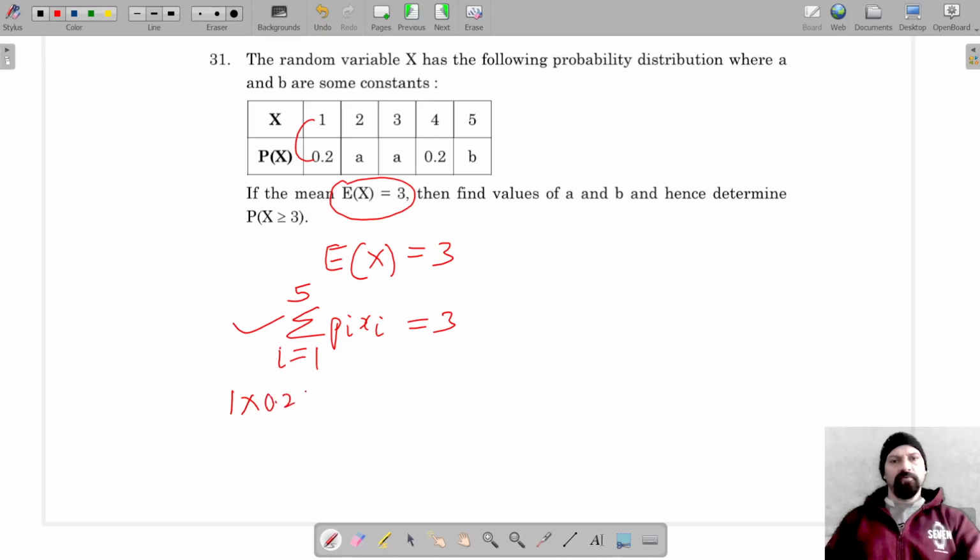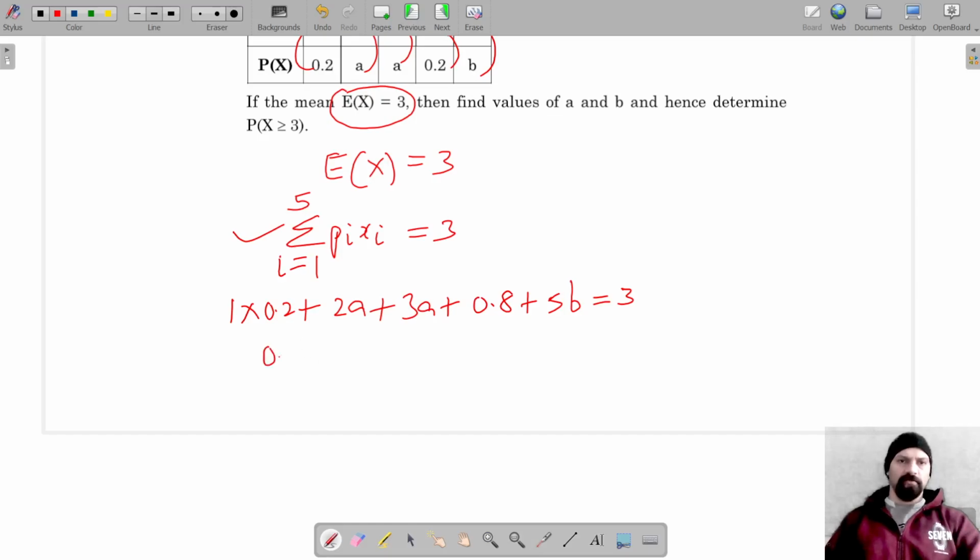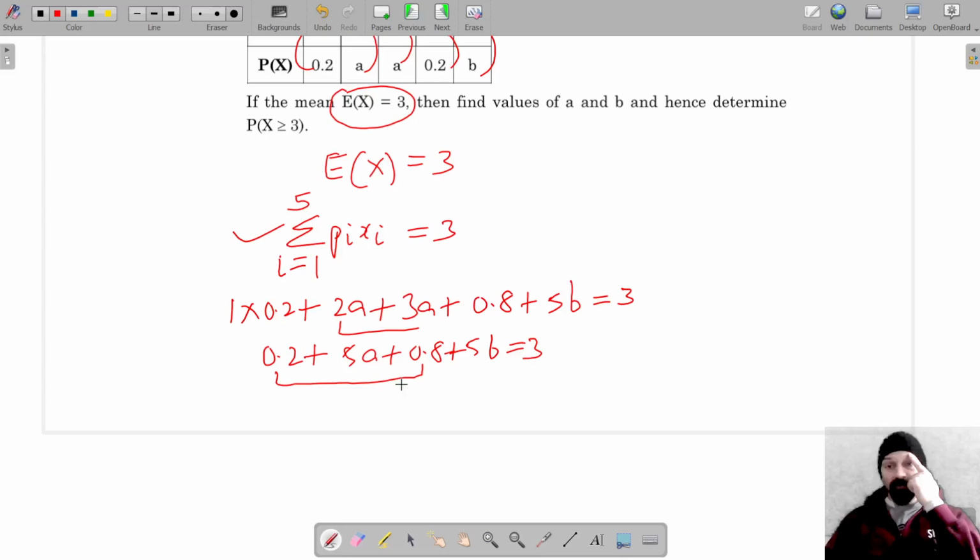So 1 into 0.2 plus 2 into a, which gives me 2a, plus 3 into a, so 3a, plus 4 into 0.2 is 0.8, plus 5 into b is 5b, is equal to 3. Okay, this is now 0.2 plus 2a plus 3a is 5a, plus 0.8 plus 5b is equal to 3. Now 0.2 plus 0.8 is 1. So we get 5a plus 5b is equal to 3 minus 1, which is 2. So this is our first equation.